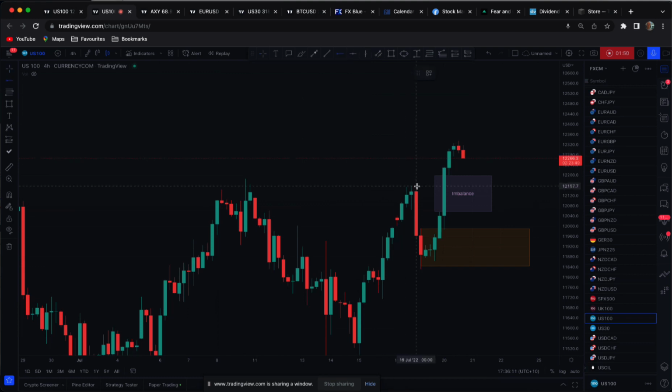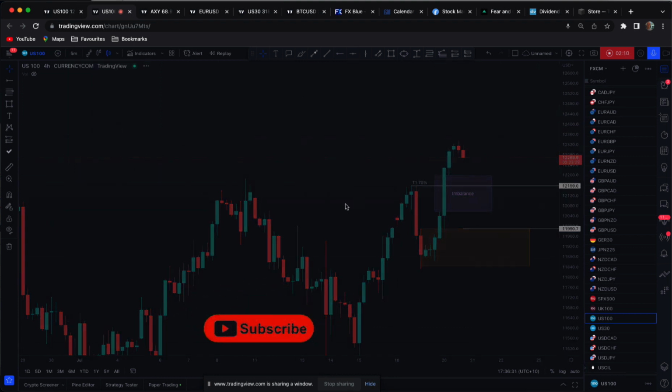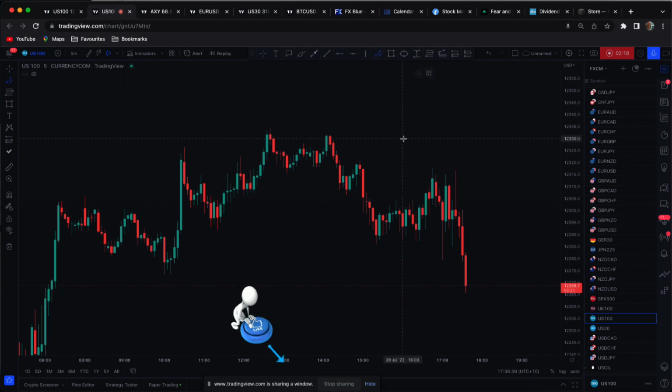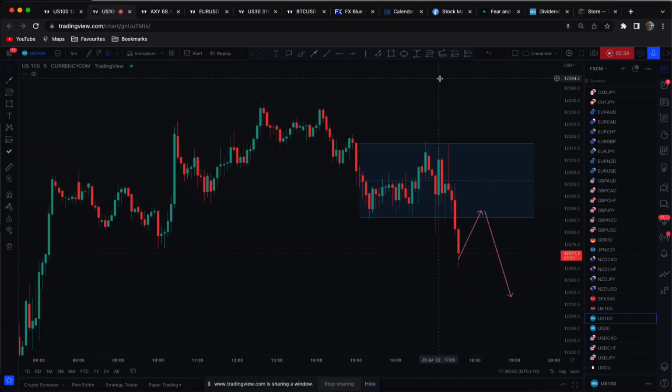Targets, well, you've got that level there, and T1 and T2 would be down here. That'd be my second target. If we go down to 5 minutes, starting to rotate. So you could wait for a retest of this range, something like that. Retest and fail of that, and that would be a reasonable short.